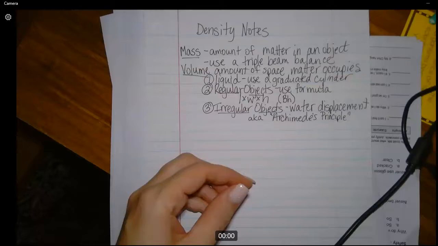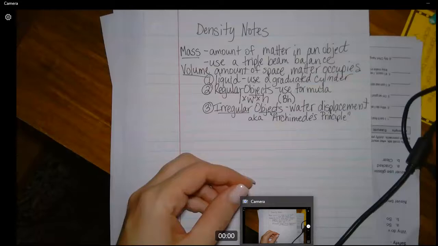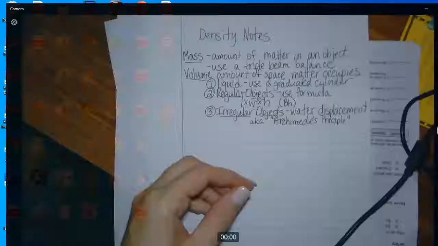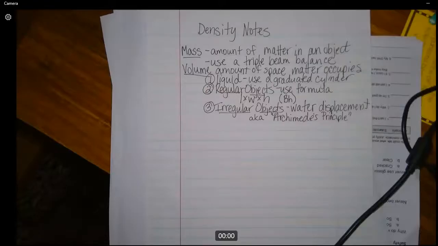Okay, so you would take a graduated cylinder, let's say it was a rock. If we had a rock, we could put like 50 milliliters of water in a graduated cylinder, and then we could drop the rock in, and if the water went up to like 60, you could say that the volume was 10. And we'll practice this later.